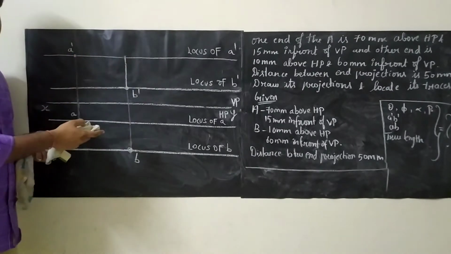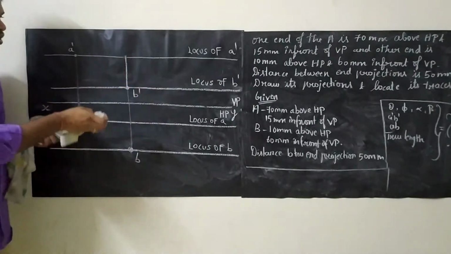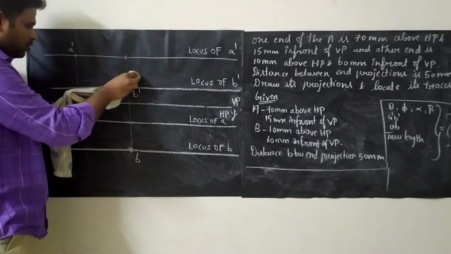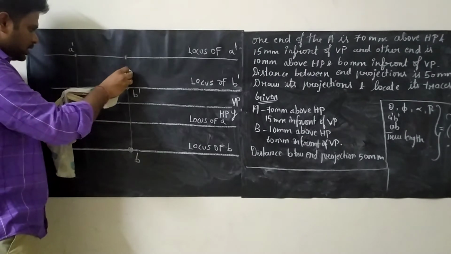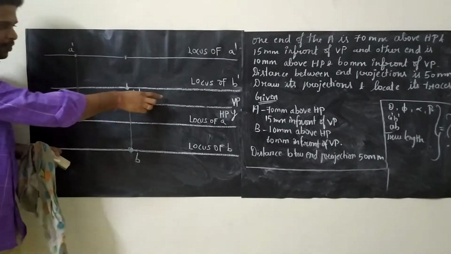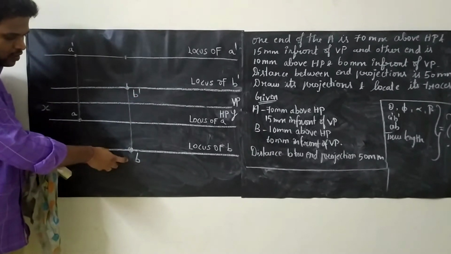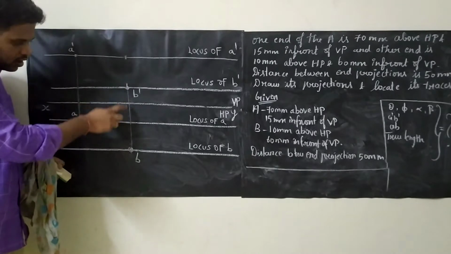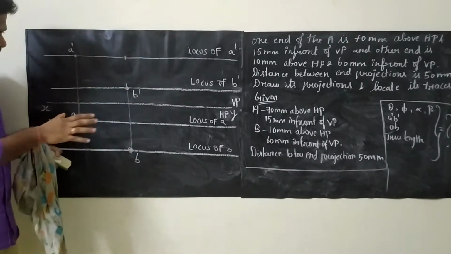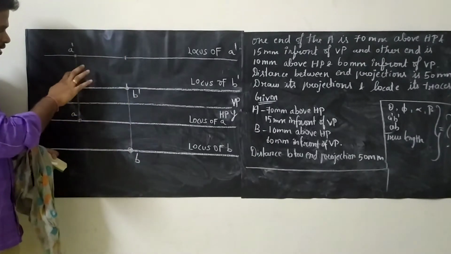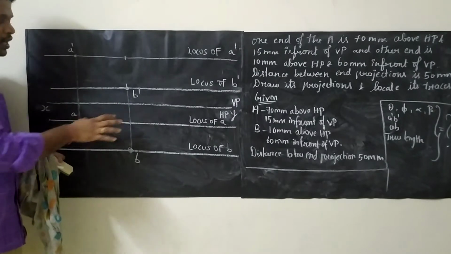We have drawn the line. These lines are all unwanted, so we can rub them out like this. We just need a point on locus of B dash, and that point is called B dash, and we need a point on locus of B, and that point is called B. For determining this only, the distance between this vertical line and this vertical line should be 50 mm.